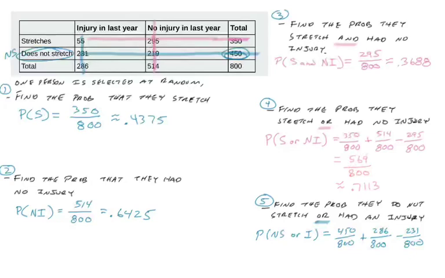And then we're going to say then those that had injury. So injury, we're looking at a total of 286 there. But if we notice, this group here is going to be double counted, those 231, so we're going to have to subtract those. And so that's going to give us 505 out of 800, which is roughly about 0.6313. Okay.